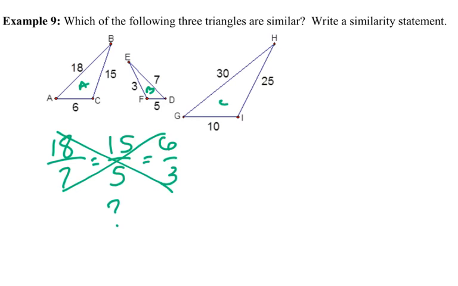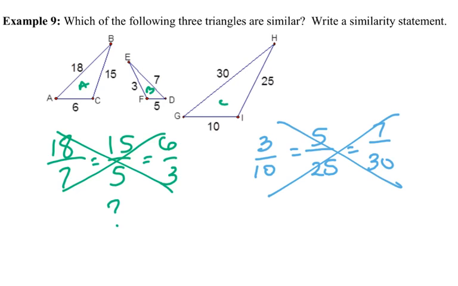Okay, then I'm going to try these two. Again, I can take the shortest side compared to the shortest side, the medium side compared to the medium side, and the largest side compared to the largest side. Are those the same? Are those equal in proportion? And hopefully, again, you can see really quickly that they're not. So B and C are not similar. What about A and C?